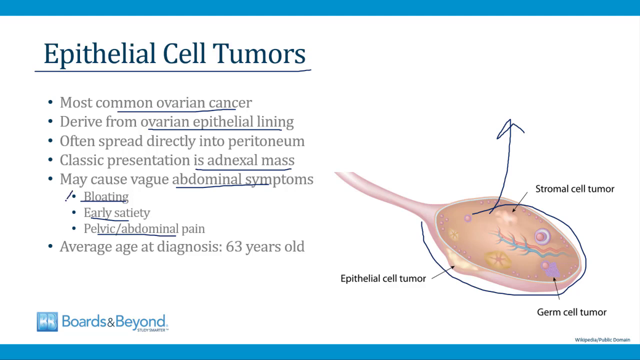And unfortunately, because these symptoms are relatively nonspecific, often the diagnosis of ovarian epithelial cell tumor is delayed and the tumor is advanced at diagnosis. And in general, this is a disorder of older women. The average age at diagnosis is 63 years old.